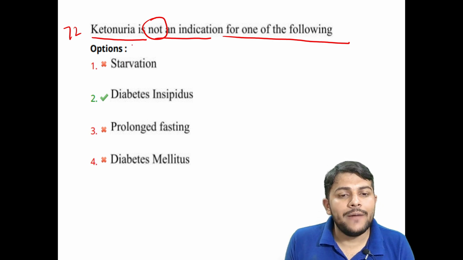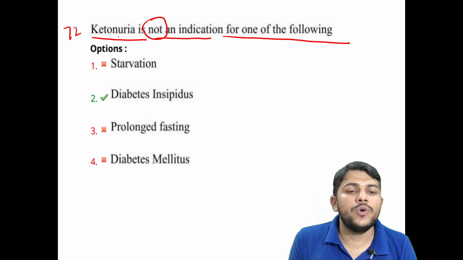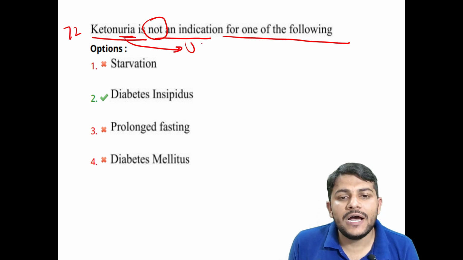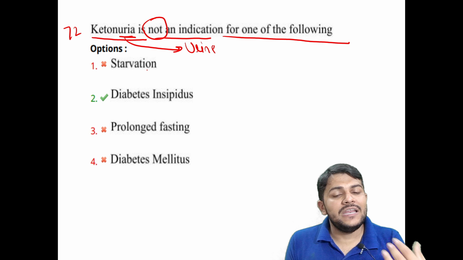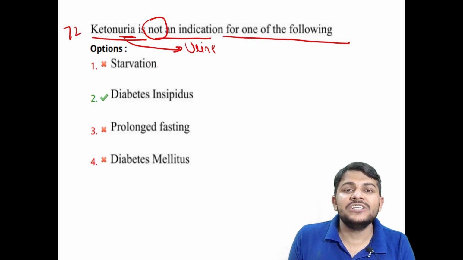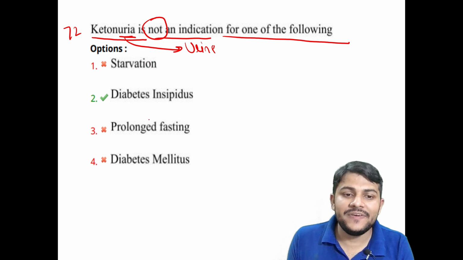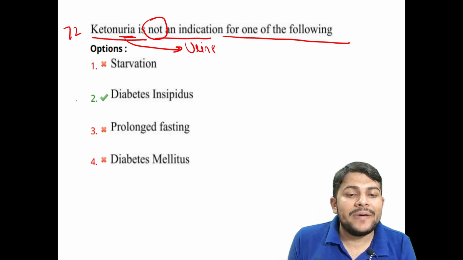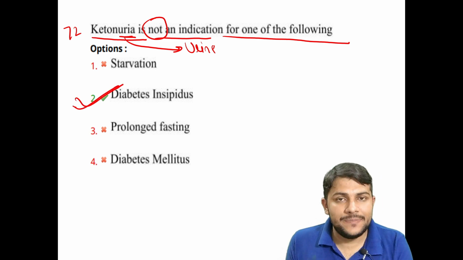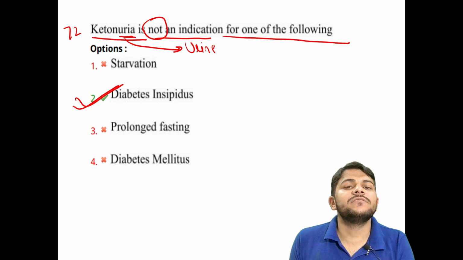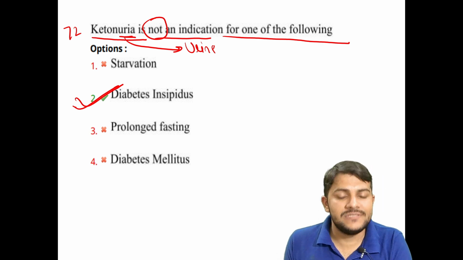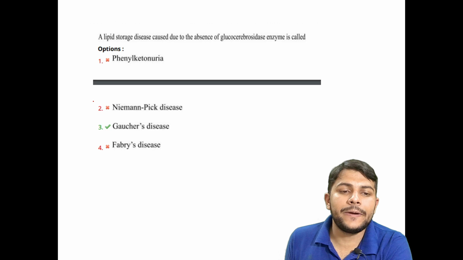So ketonuria means there is an increase in the ketone bodies. Ketone is increasing in the urine, so urine containing the ketone. Basically there is going to be a rise in starvation, diabetes mellitus, and it can also increase in prolonged fasting. But it is not related to diabetes insipidus. In diabetes insipidus, the patient has frequent urination. So there is no relation of ketonuria with diabetes insipidus. So the second option is correct.